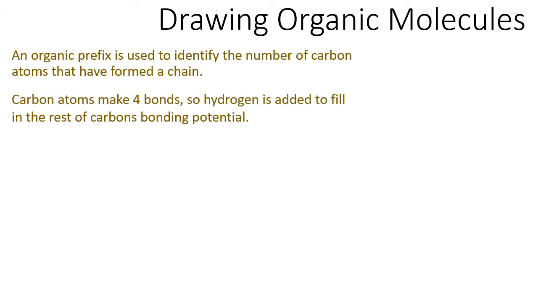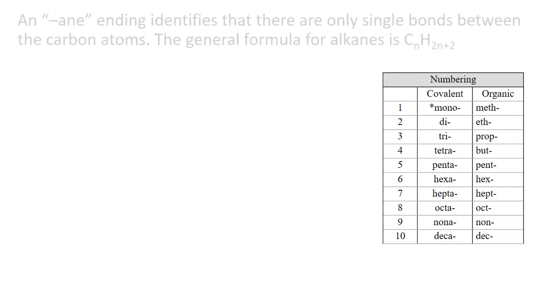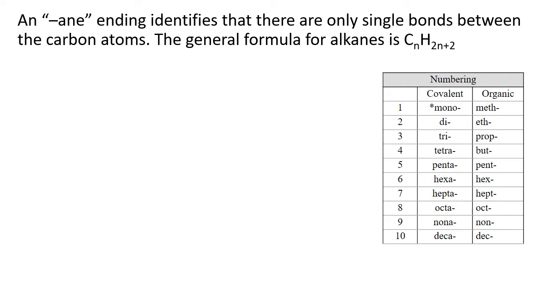Carbon atoms make 4 bonds, so hydrogen is added to fill in the rest of the carbon bonding potential. If we see that a carbon is only making 3 bonds, then we'll add a hydrogen to that carbon because all carbons make 4 bonds. An ane ending identifies that there are only single bonds between the carbon atoms. The general formula for alkanes is CnH2n+2. So whatever our number of carbons are, our number of hydrogens will be double that number plus 2. I want you to add to your formula sheet that ane means single bond.